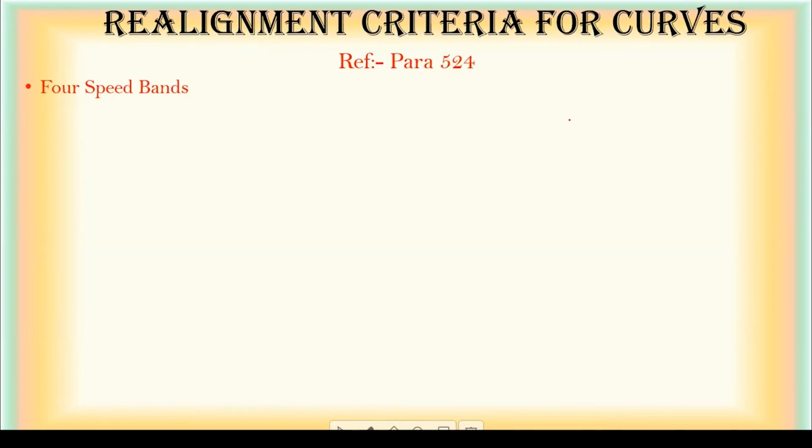Then for realignment of curve, some criteria has been fixed. Again, this has been divided in 4 speed bands. It is mentioned in 524.